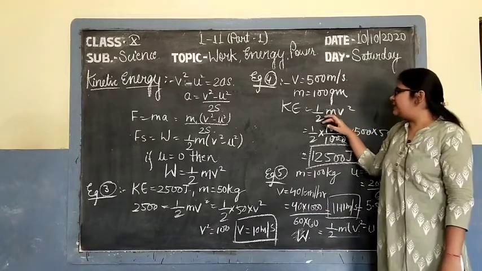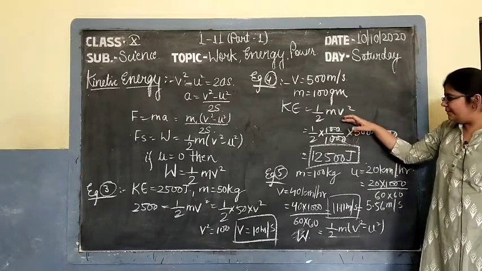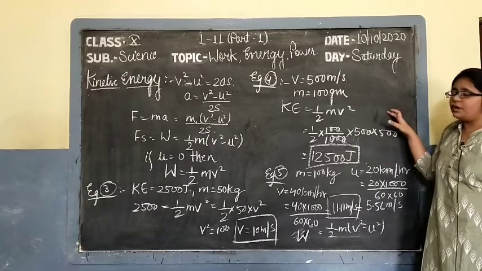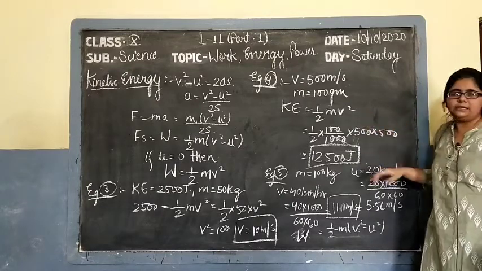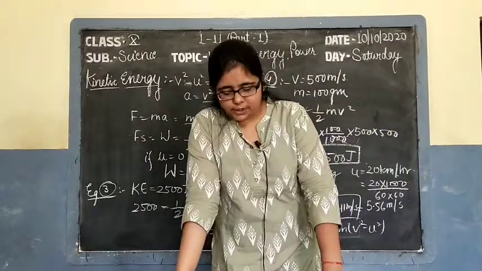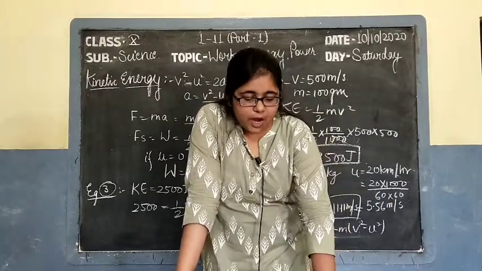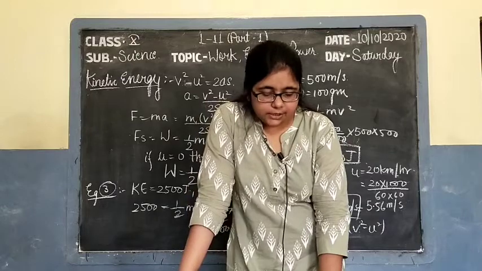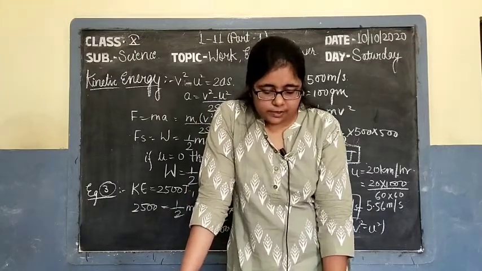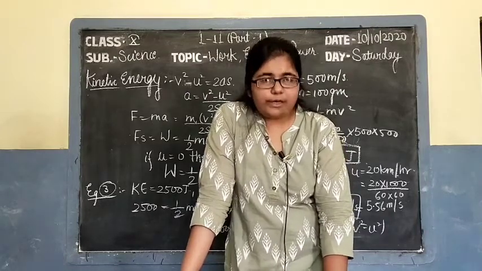So kinetic energy is half mv square. We have converted the mass from gram to kg and the velocity is 500. So by putting it in the formula of half mv square, you will get the answer 12,500 joule kinetic energy. The next question is example 5. A motorcycle of mass 100 kg is running with a velocity of 20 km per hour. How much work will have to be done to increase the velocity of the motorcycle to 40 km per hour?